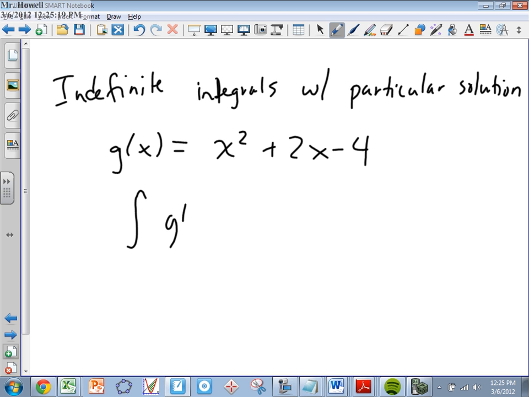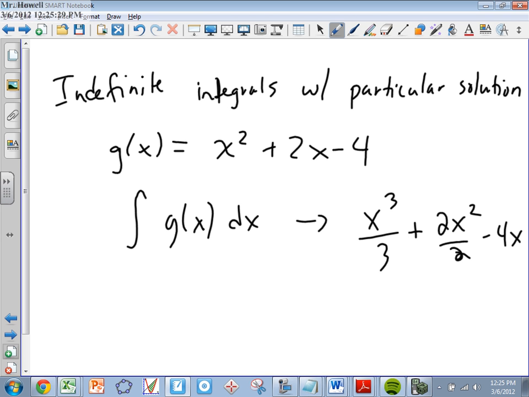x cubed over 3 plus x squared, 2x minus 4x. Good, and most of you noticed these twos cancel, right? Is that it? Are you sure that's it? That's it. Plus C. Thank you.